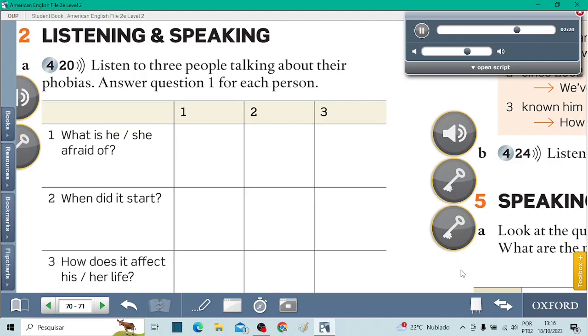3. Do you have any phobias? Yes, I have a pretty unusual phobia. I'm scared of clowns. Clowns? Really? How long have you had it? I've had it for a long time, since I was a child. How did it start? Well, I remember I went on a school trip to the circus when I was 6 or 7 years old, and there were clowns.